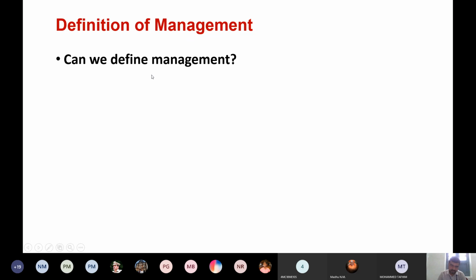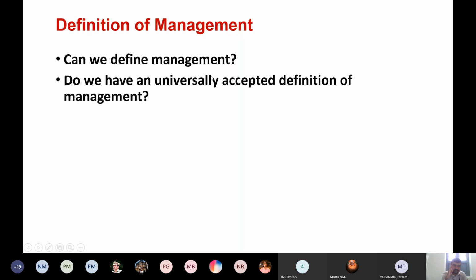Some of the definitions are popular. Though they have some limitations, they are popular, but there is no universally accepted single definition of management. Okay, so that is about can we define management. Next, do we have a universally accepted definition of management? No. We don't. We'll consider a few definitions.